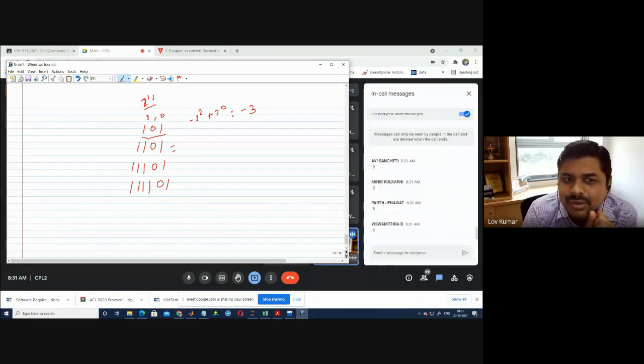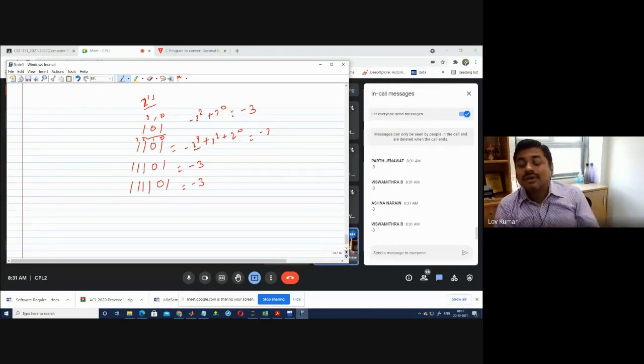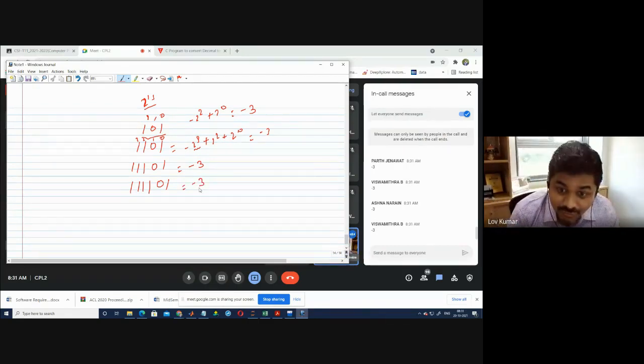What is the value of this number? Positions 0, 1, 2, 3. So minus 2 to the power 3 plus 2 to the power 2 plus 2 to the power 0. What value will we get? Anyone? Minus 3. If we find this value, it will also come minus 3, and this value will also come minus 3. Clear?